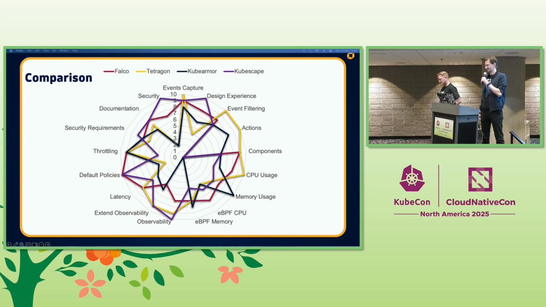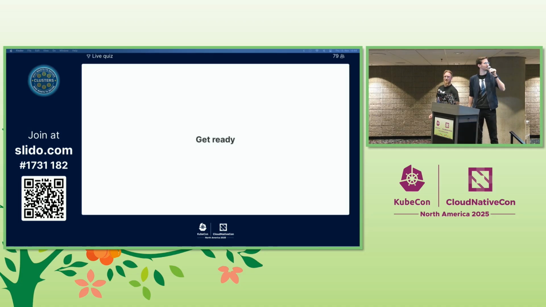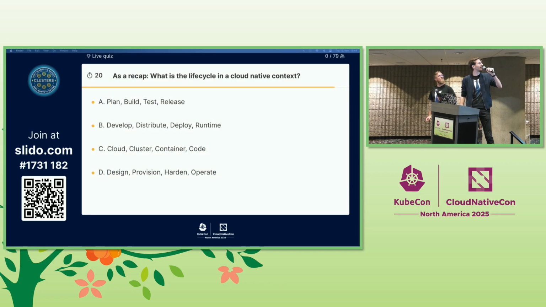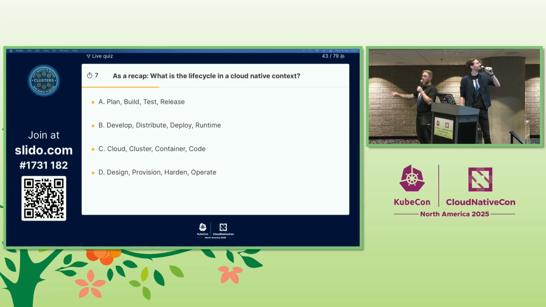Last question. Okay, before we come to the results, if you listened in the beginning, final question, as a recap. What is the lifecycle in the cloud-native context again? Switching to the Slido, last question. So this is your chance to collect the last points. Is it A, plan, build, test, release? B, develop, distribute, deploy, runtime? C, cloud, cluster, container, code? Or D, design, provision, harden, operate? All right. Okay. If you followed the talk, you know the answer.